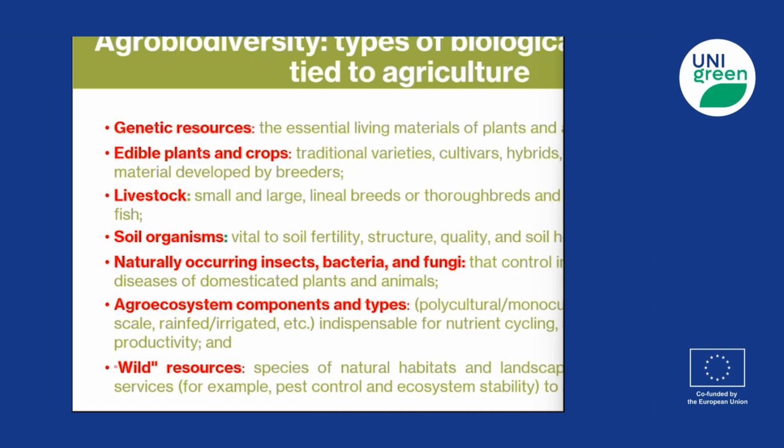So the types of agrobiodiversity that we have: genetic resources, edible plants and crops, livestock, soil microorganisms, and naturally occurring insects, bacteria, and fungi. And also we have different kinds of agrosystems, big, small, monoculture versus diversified systems. We have rain-fed and irrigated, where the dynamic is different under those conditions. And also we have wild resources.